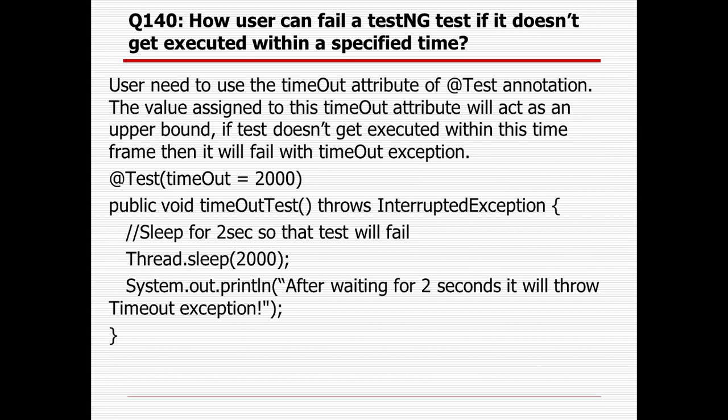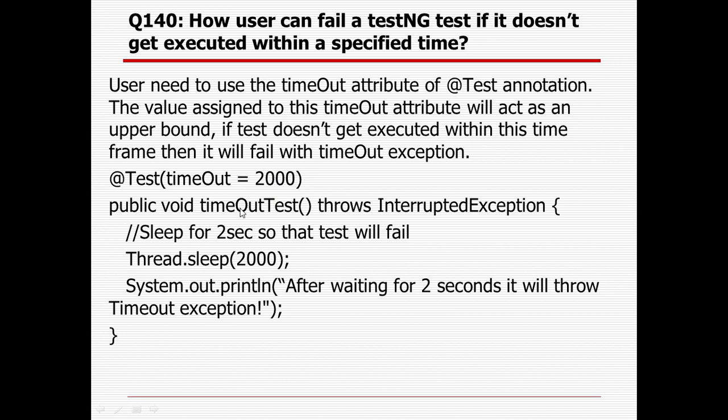How can a user fail a TestNG test if it does not get executed within a specified time? So the user needs to use the timeOut attribute. timeOut, with O in caps, in the @Test annotation, right? The value assigned to this timeOut attribute will act as an upper bound. If the test does not get executed within this time frame, then it will fail with a timeout exception. So you need to use the @Test annotation, under which you give timeOut equal to 2000 milliseconds, that is 2 seconds. You need to give it, right?